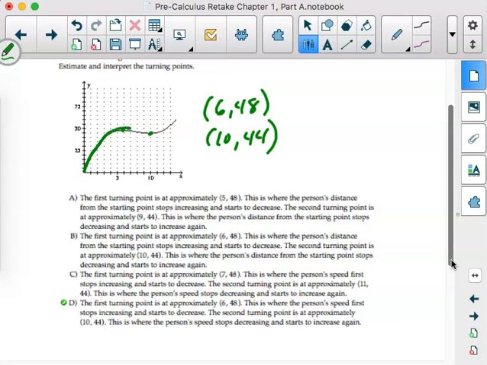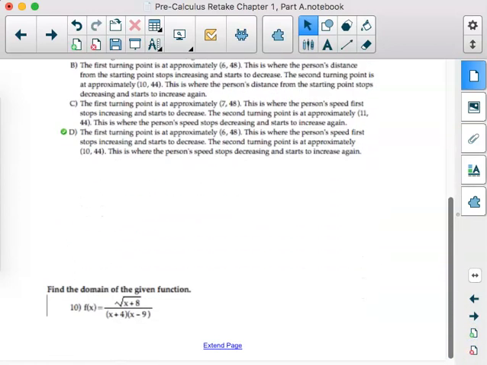Speed is going up, and then they decrease. And now they're decreasing, and they make a change to increasing. And so that's why D would be the correct answer. So you just have to figure out what that turning point is doing. It's either changing from increasing to decreasing or changing from decreasing to increasing. That's how we get a turning point.